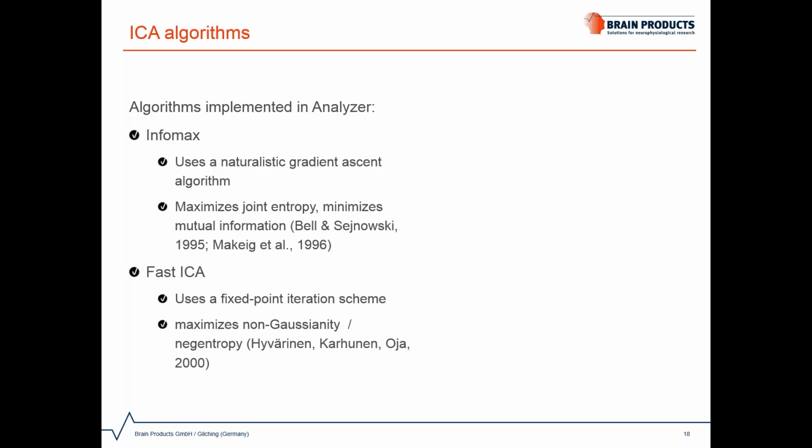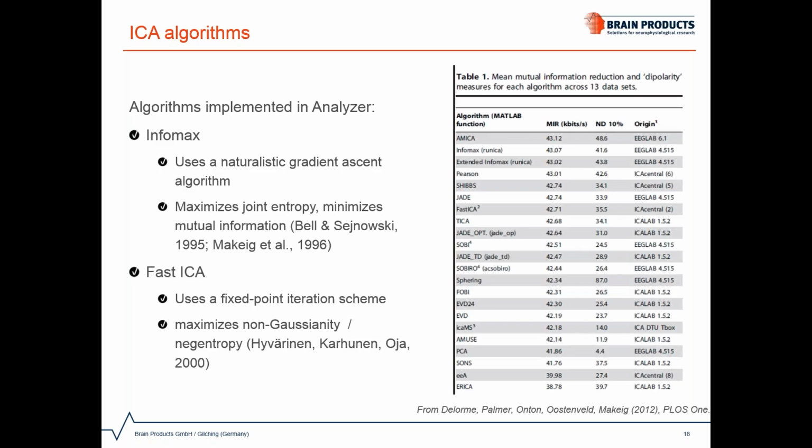However, these two are not the only ICA methods available. Many more methods have been developed in the last 20 years, as you can see in this table from a Delorme paper. This table orders the algorithms depending on their mutual information reduction, which means how well they lead to independent components. From their position in the table, we can also see that InfoMax and Fast ICA are quite well performing. Though admittedly there is not a huge range from the best to the worst performing algorithm, generally speaking they are all doing quite a nice job.